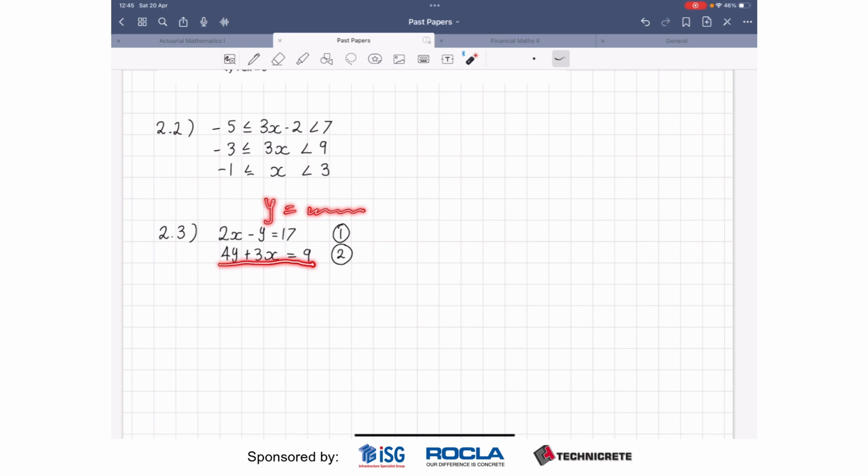Then in equation 2, I'm only going to have x's, which I'm going to simplify, and then get all of my x's on one side equal to the numbers on the other side. Then I can solve for x. Then I take that value of x and I substitute it back into either equation 1 or equation 2, and I'm going to find my value for y.